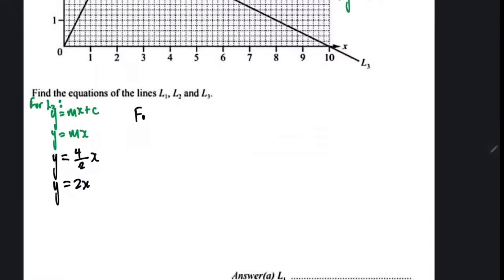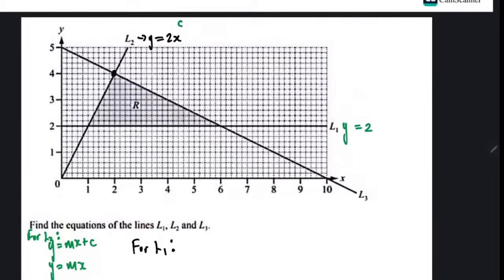Then now you're going to say, for line 1, what is it going to be? For line 1? No, for line 3.